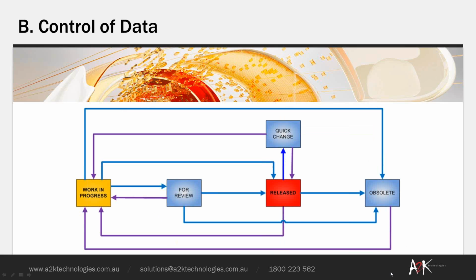So moving on to maybe lifecycle control. If you want to talk about lifecycle control, we can set different states in the lifecycle process. And these states can be work in progress, for review, released, obsolete, and a quick change. And all these different states can be customized, or they can be fully redefined. So maybe you want to put in 5 more states in your workflow, or a different workflow entirely. So it's fully customizable.